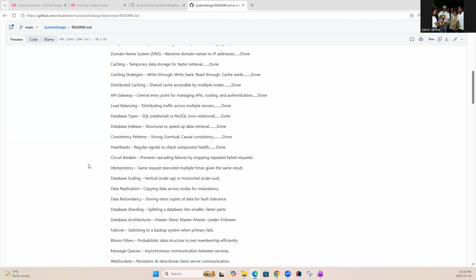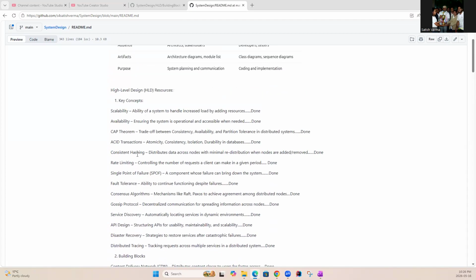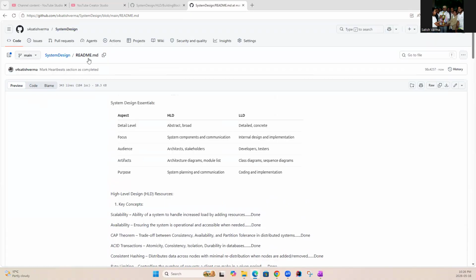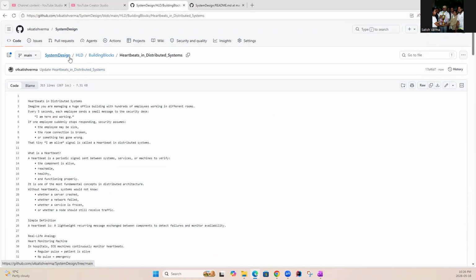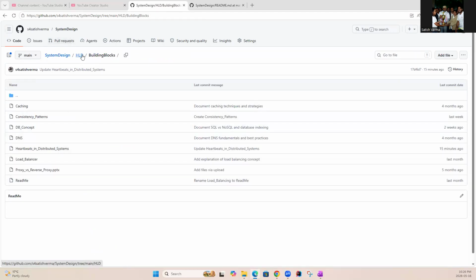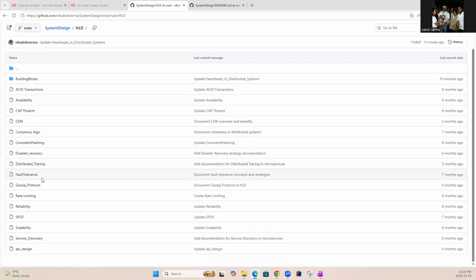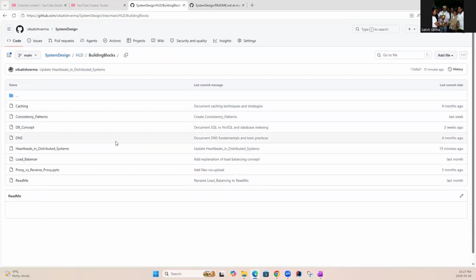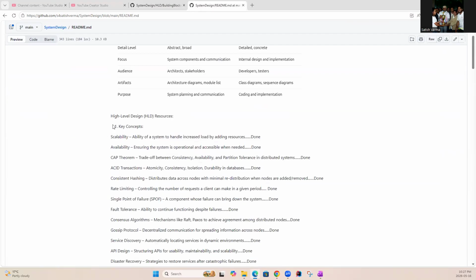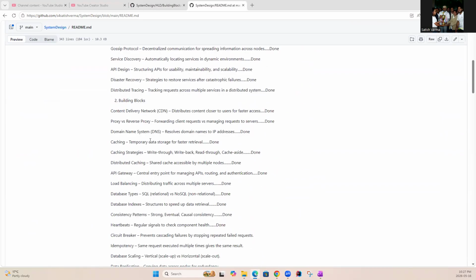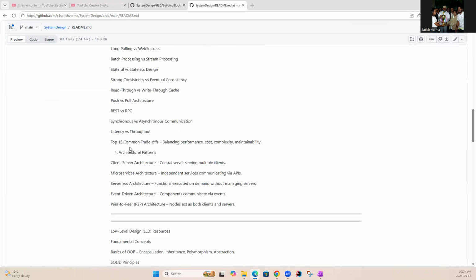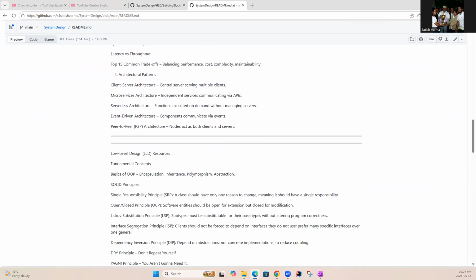So, if you are new, this is a high level design series. You can go through all these on my YouTube channel as well. Or if you go to system design, HLD building blocks, you will see all the notes in building blocks. If you go to the front, you will see other nodes, and now we are at building blocks. These are our key concepts. We discussed everything. Now we are discussing building blocks. After that, we're going to have trade-offs, then we have architectural, and then we will start low level design as well.